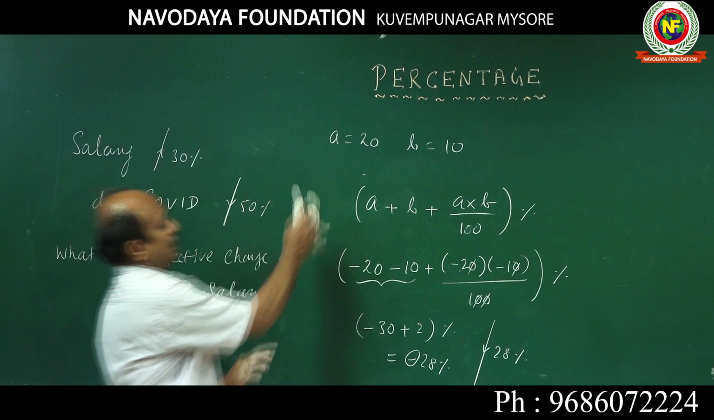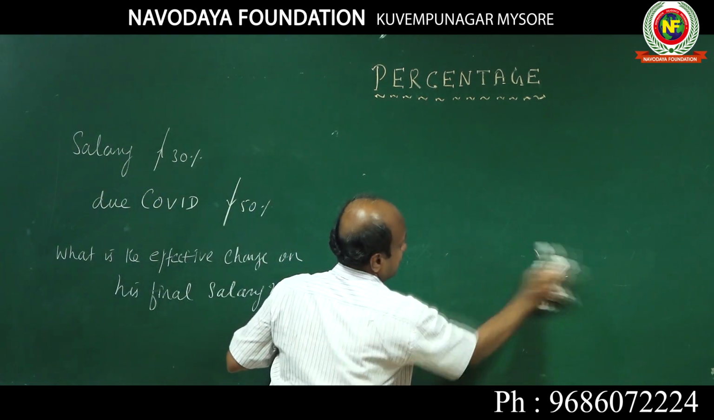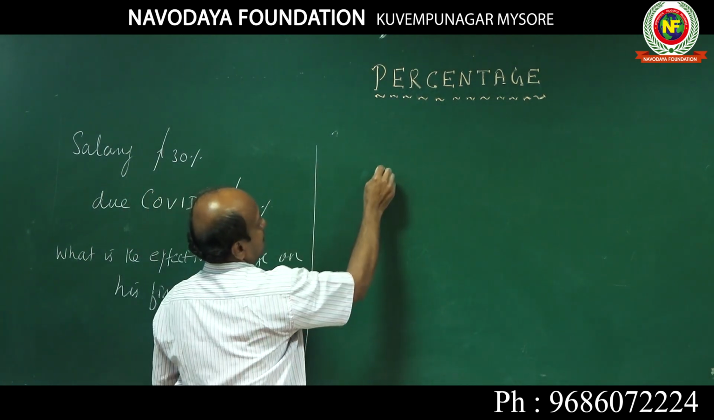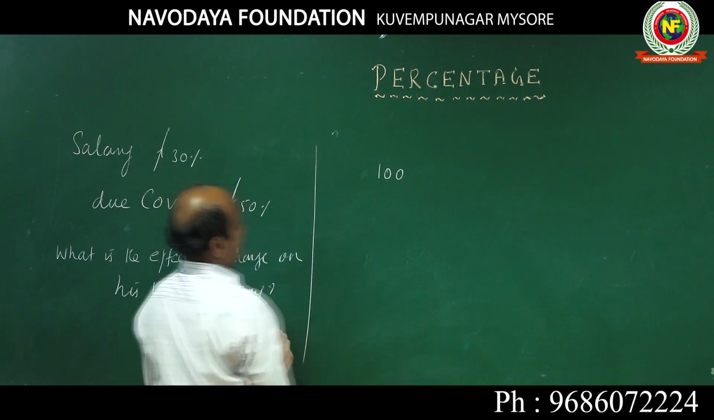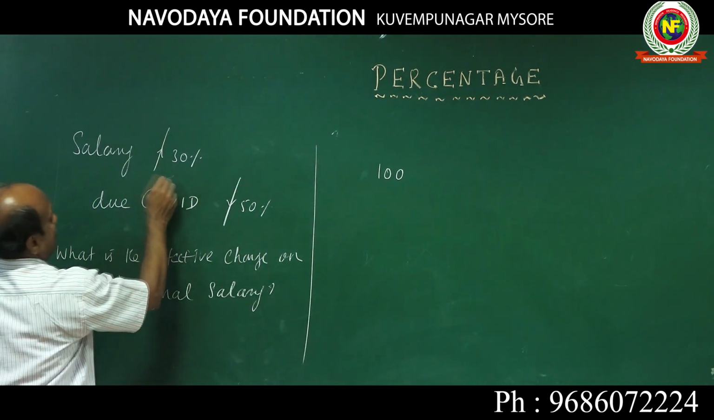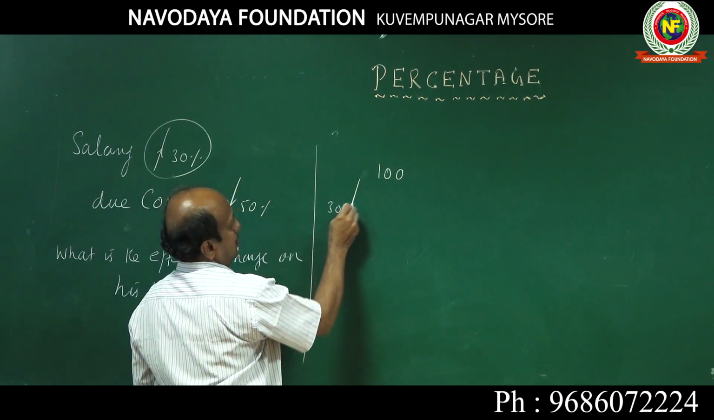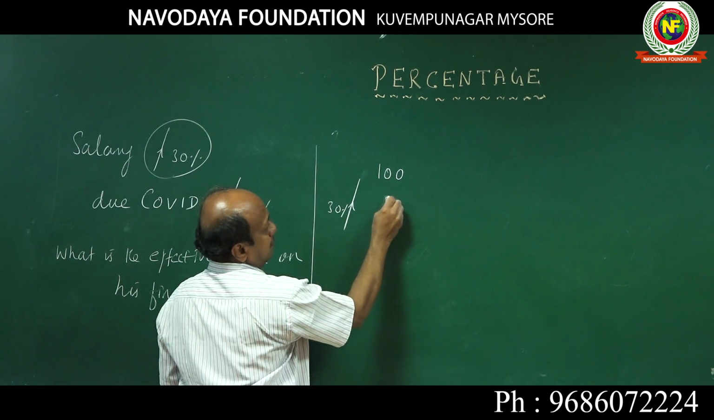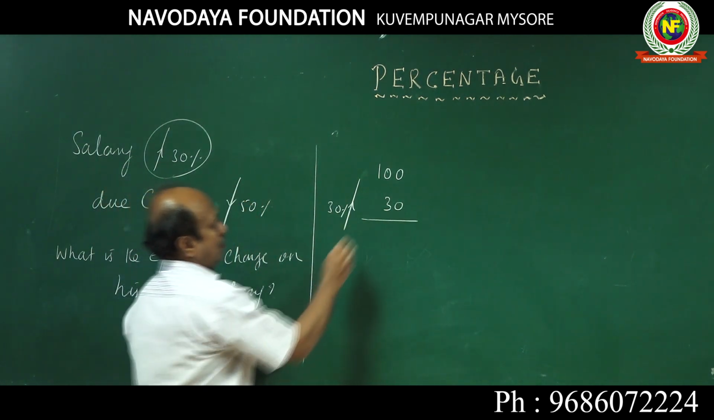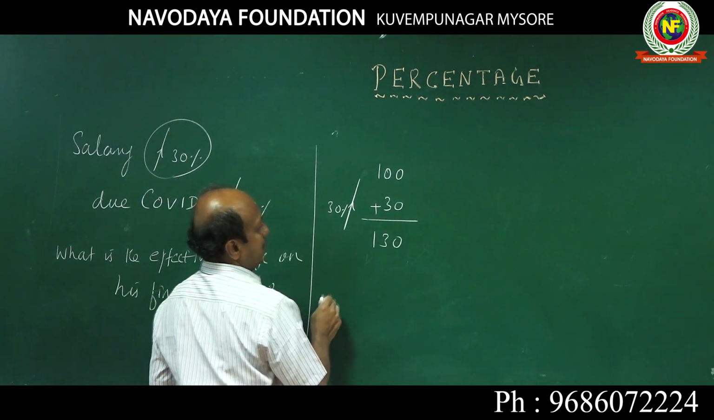Effective change means whether the salary is increased or the salary is decreased. That is called effective change. I will show you the usual method. Consider his initial salary is 100. Initial salary is 100. How much salary is increased? 30%. 30% of 100 is blind, you can go for it, just 30 as it is. It is increased, therefore you have to put plus, so 130.